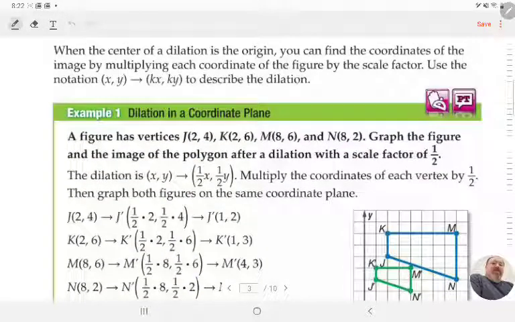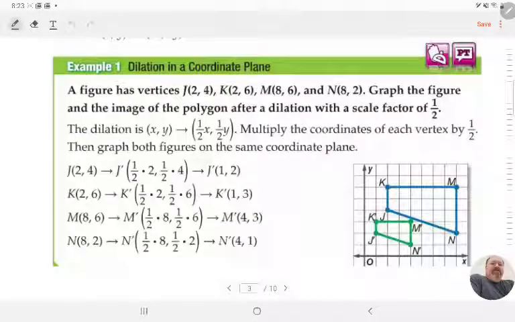So when the center of a dilation is the origin, you can find the coordinates of the image by multiplying each coordinate of the figure by the scale factor. So we can use the notation (x, y) goes to (kx, ky) to describe the dilation. Now remember, k would be our scale factor.